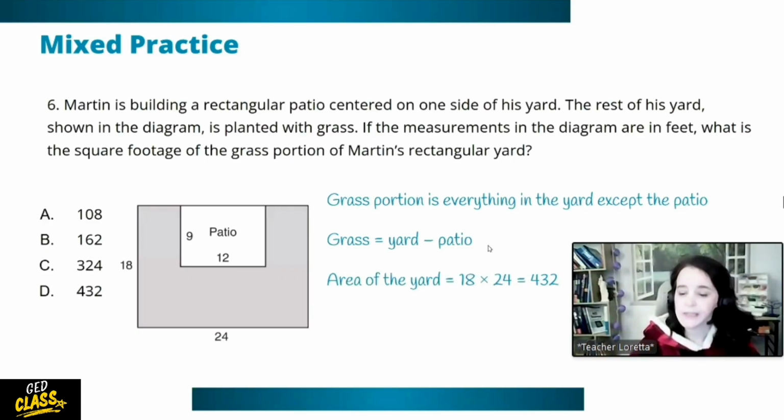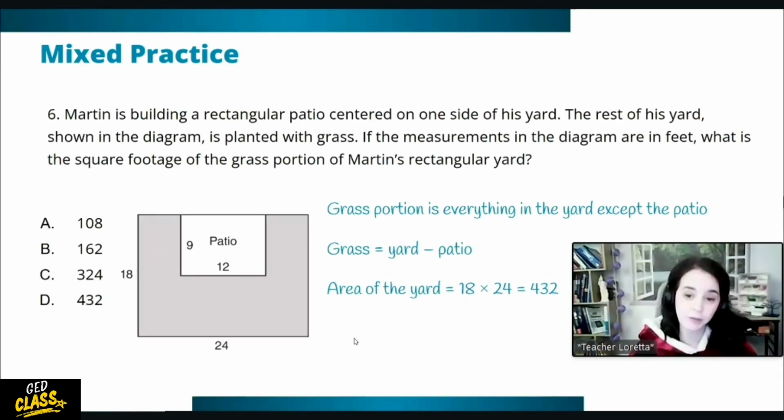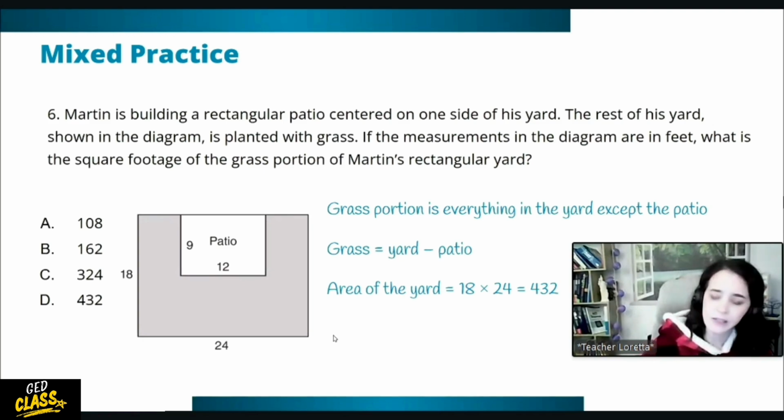That would be 18 times 24, right? Length times width. So the area of the big rectangle is 432. Again, you can ask your calculator for some help on that. You're like, hey, calculator, what's 18 times 24? Calculator's like, I got you, bro. It's 432.